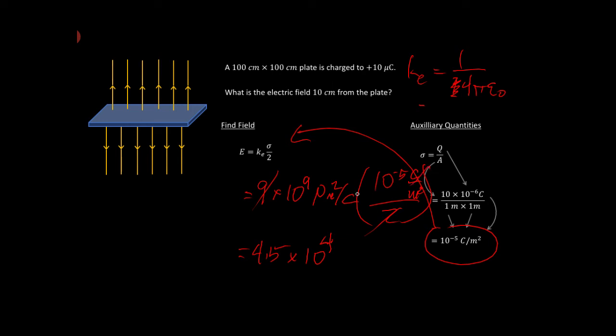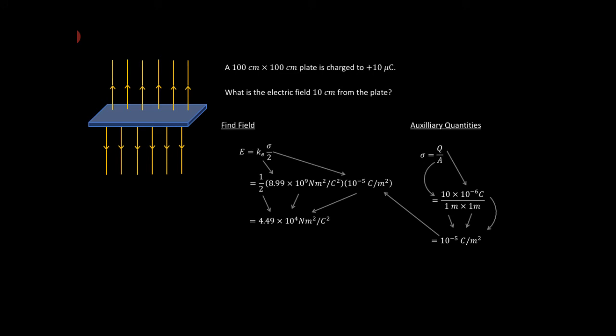Let's see, coulombs squared. One of those coulombs drops out. Newtons per coulomb, which is 45 kilonewtons per coulomb. And there's a mistake there. Okay. That's newtons per coulomb.